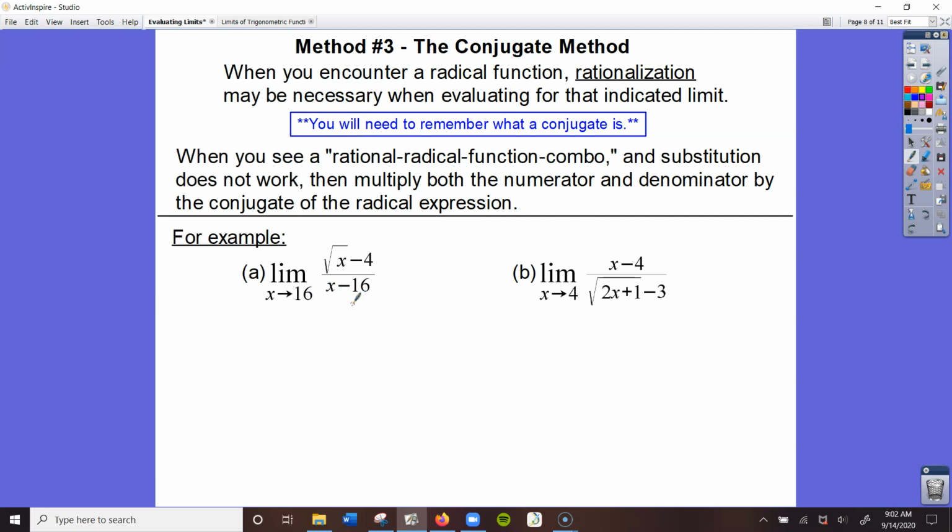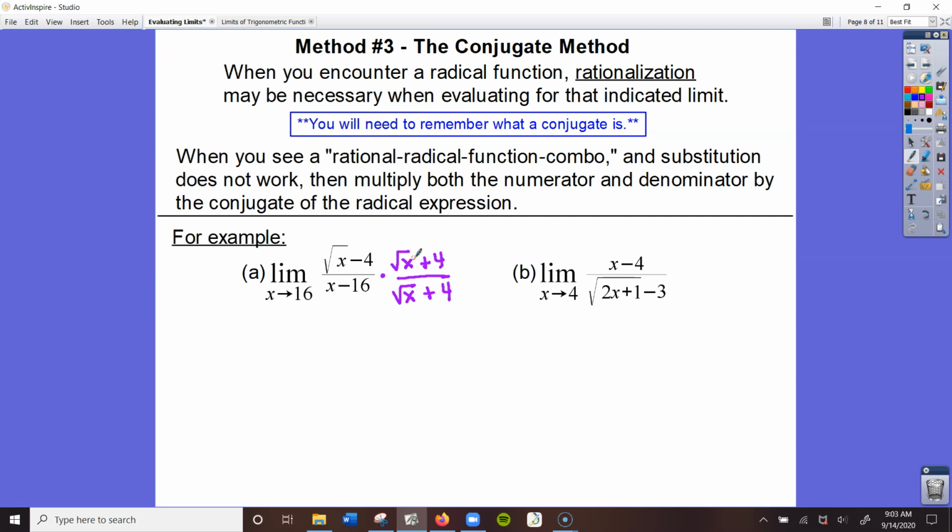So instead, what I'm going to do is multiply the conjugate of the radical expression to both the numerator and the denominator. Keep in mind that the conjugate is when you switch the middle sign of the binomial, excuse me. So I'm going to go ahead and multiply by the conjugate, which is the square root of x plus 4. See, I just changed the sign of the middle term. And whatever I do to the numerator, I must do to the denominator.